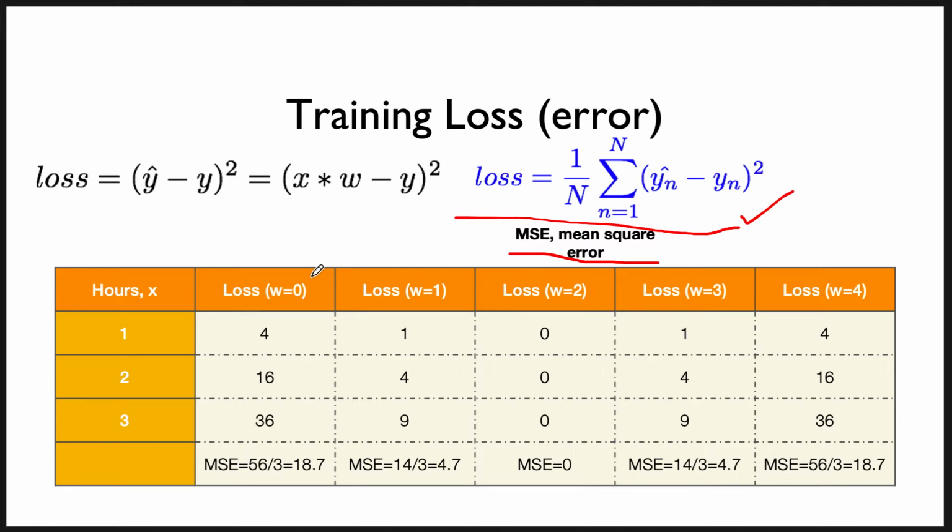When W is 0, the MSE is something like this. When W is 1, MSE is 4.7. When W is 2, MSE is 0. When W is 3, MSE is something like this. When W is 4, MSE is 18.7. So when we talk about machine learning, we want to find the value that minimizes the MSE automatically.